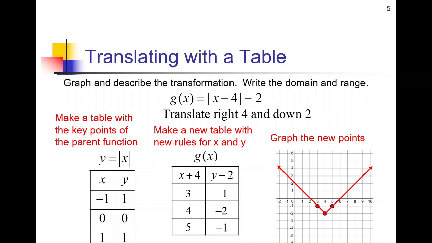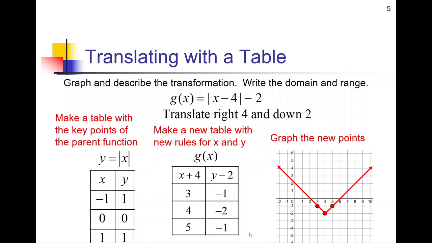For the domain, we know that absolute value can handle any x value. It can handle negatives, zeros, and positives. Also looking at the graph, we're going left and right forever. So all reals would be our domain. And for the range, looking at the graph, it looks like I can now hit some negative numbers for the y values because this whole thing is shifted down. So I can hit anything that's 2 or higher.